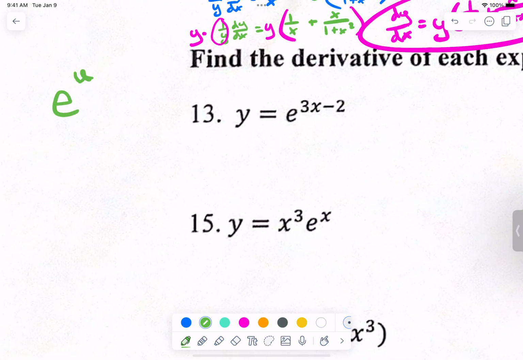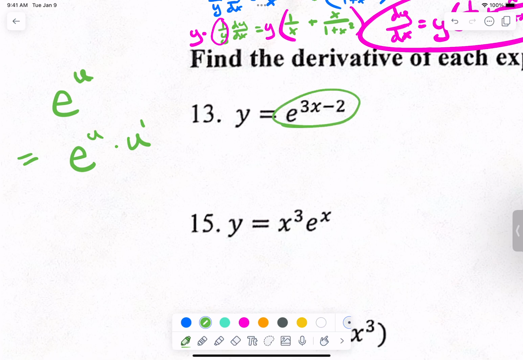e to the u. What's the derivative of e to the u? e to the u times u prime. e to the u times u prime. That one's the good one. Now the derivative of e to the 3x minus 2.